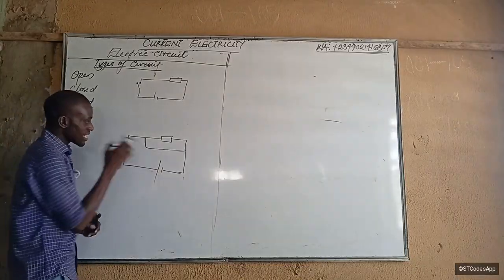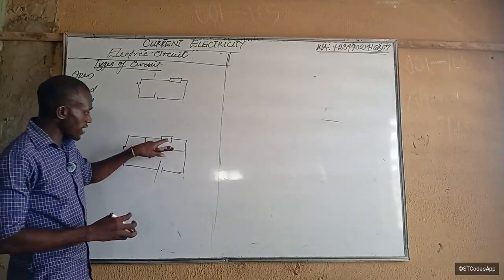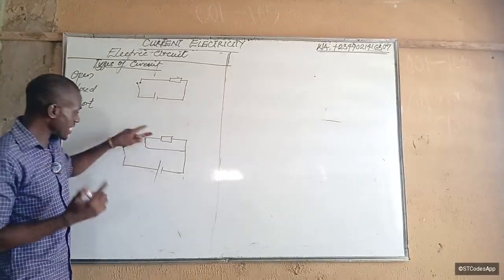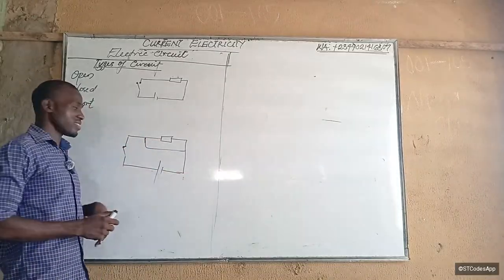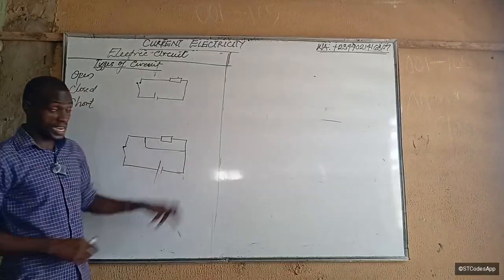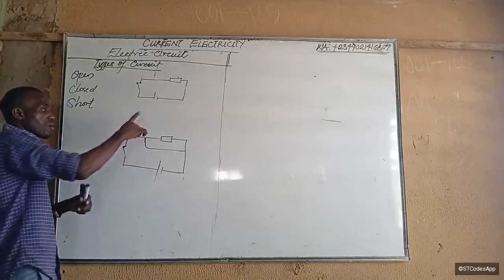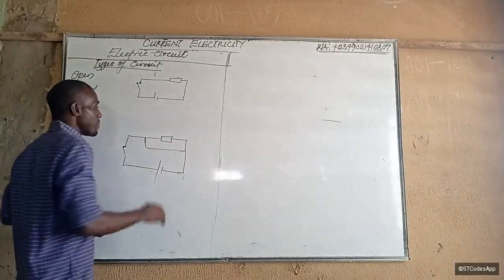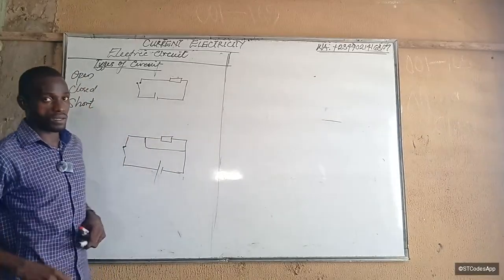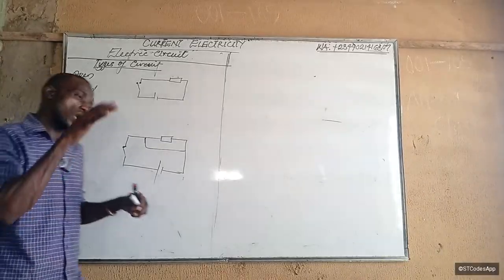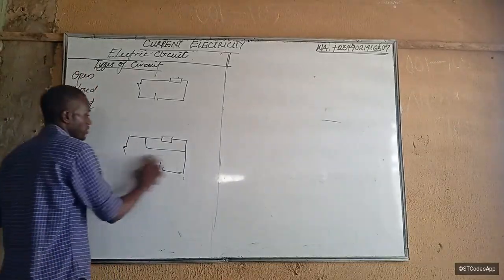Why? You can already see that there's an alternative path provided for current to flow. And current does not like the load. So rather than go across the load, it will go across the free path and come back here. Because of this, we call it a short circuit: one in which current does not flow across the load because an alternative path has been created. Hence, the load does not get powered or gets very low power. Exactly. So those are the three types of circuit.